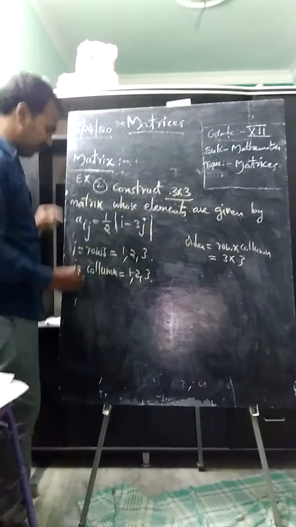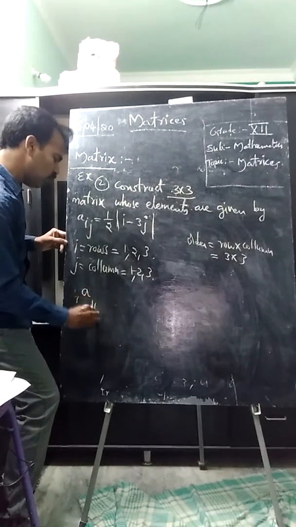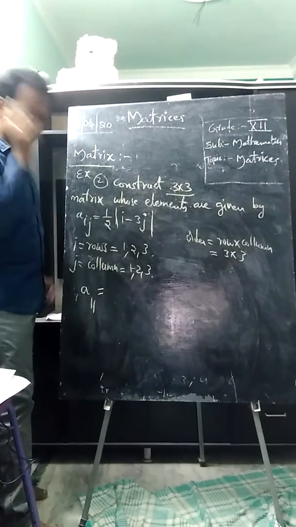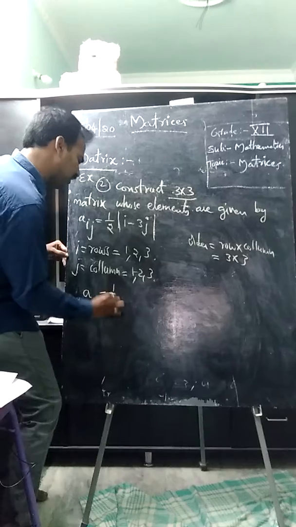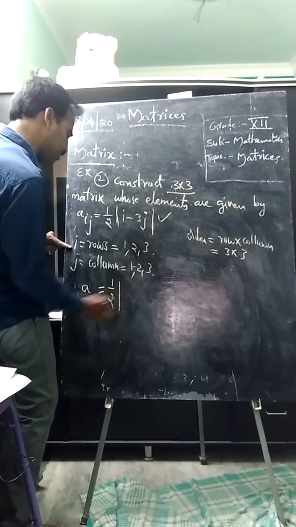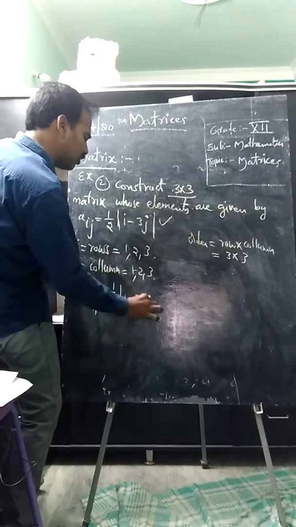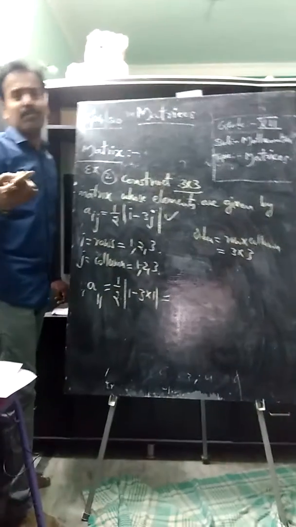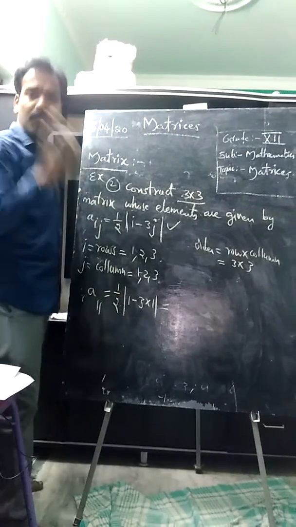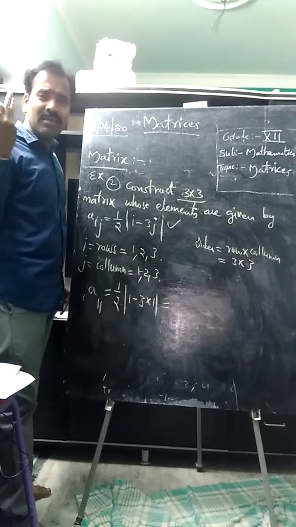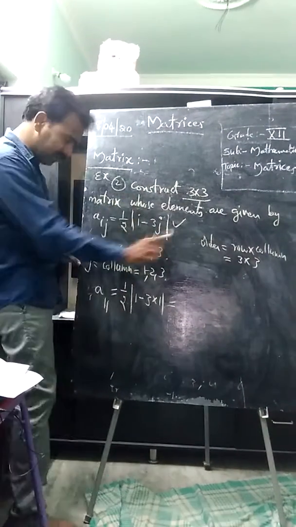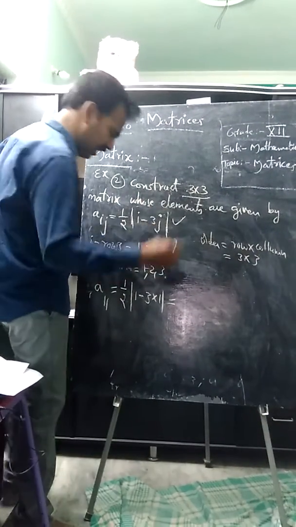Now let me take first element A11. I mean first element which belongs to first row, first column equals to, as per the given condition, 1 by 2 modulus. i value how much, students? 1 minus 3 into 1. Modulus, sometimes it may be negative. As per our problem it is always positive, but no rule it should be positive. It may be irrational, it may be any real number. But as per our condition it is always positive because modulus is given, as you know.